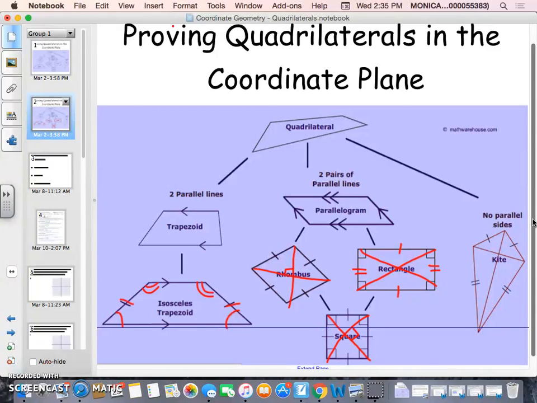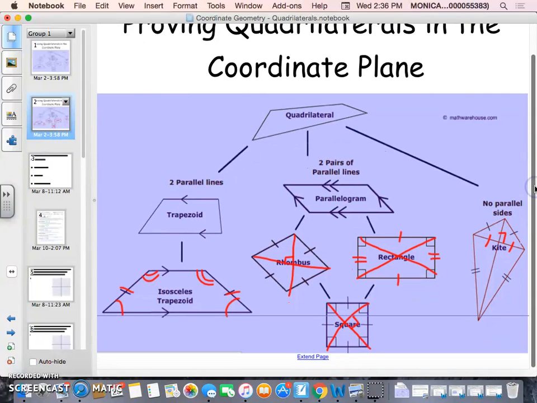And then finally, if you have a shape that has no parallel sides at all, you're talking about a kite. A kite does have one bisected diagonal, and they cross at a 90-degree angle, and also the consecutive sides are congruent. Okay, so that's a review of all the quadrilaterals we've talked about so far.